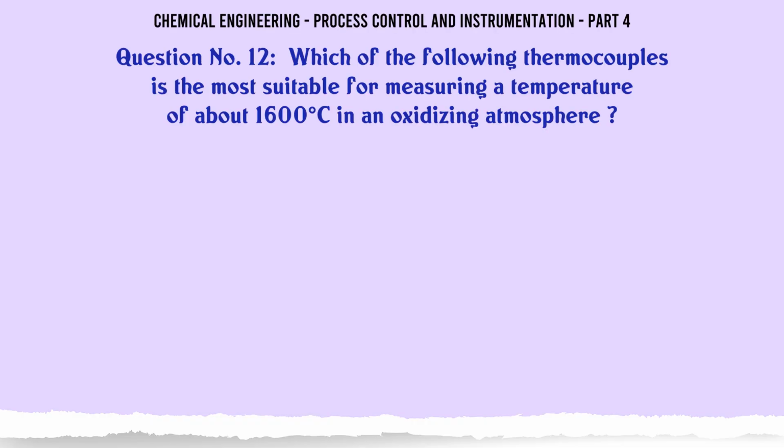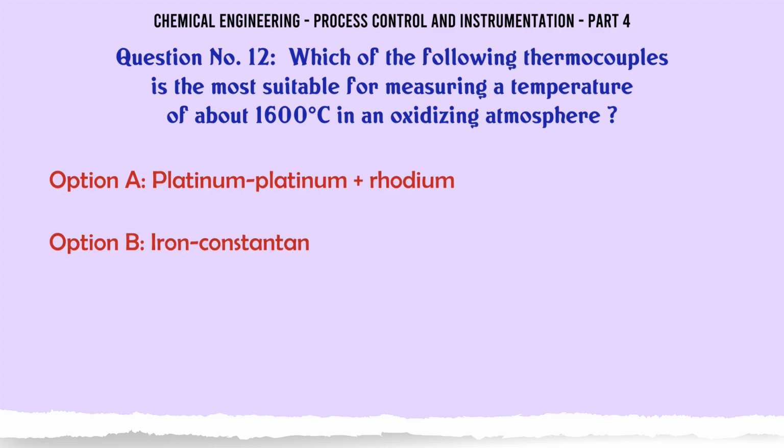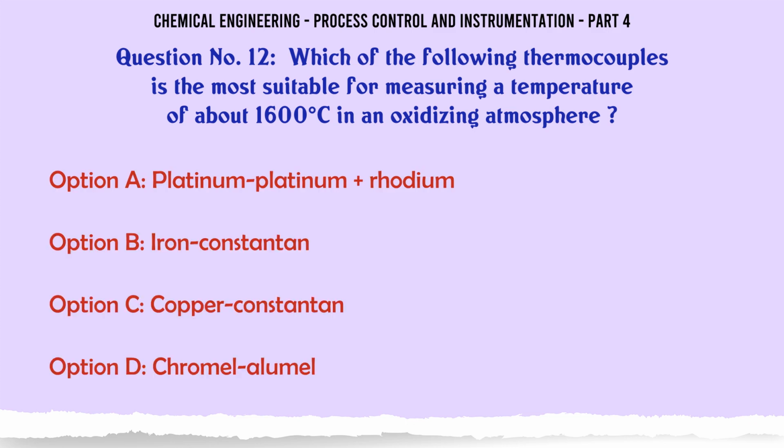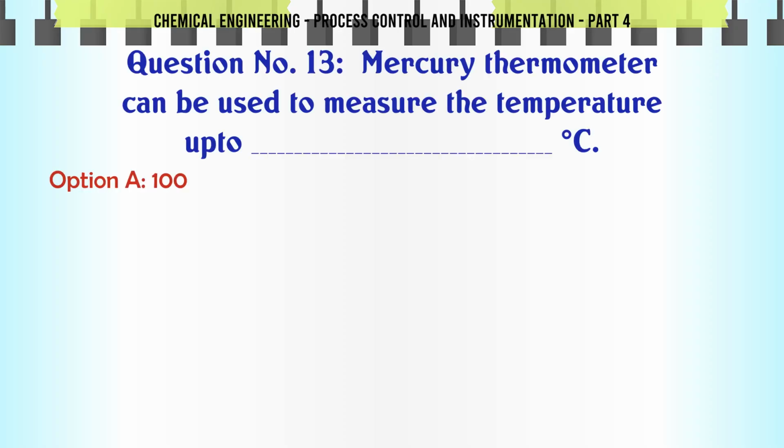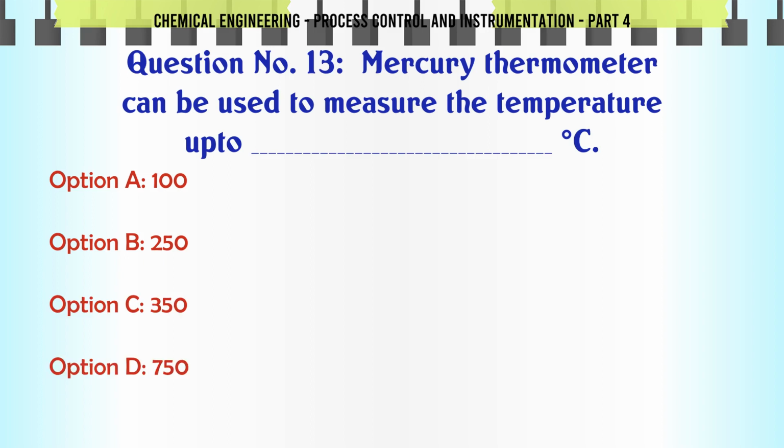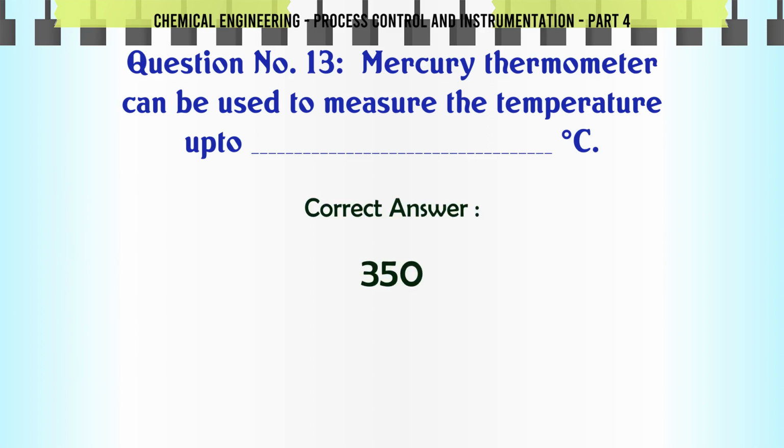Which of the following thermocouples is the most suitable for measuring a temperature of about 1600 C in an oxidizing atmosphere? A. Platinum rhodium, B. Iron constantan, C. Copper constantan, D. Chromel alumel. The correct answer is platinum rhodium. A mercury thermometer can be used to measure the temperature up to ___ C. A. 100, B. 250, C. 350, D. 750. The correct answer is 350.